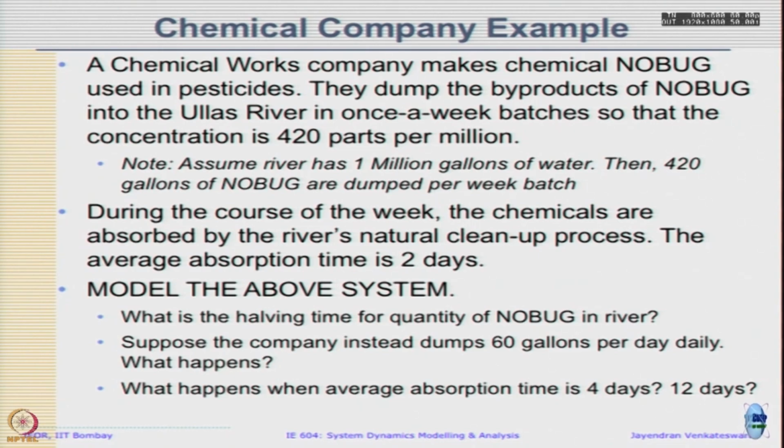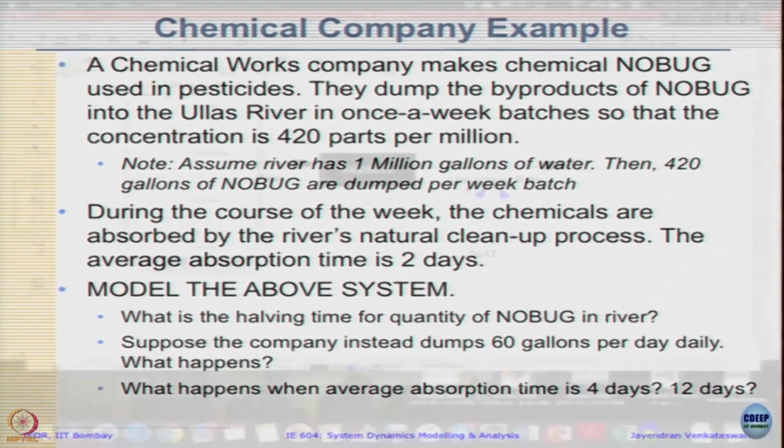Instead of dumping 420 every 7 days, what if we do 60 every day? Do we expect the same behavior or different behavior? The quantity is the same, they got permission from the government to dump 420 gallons a week. What difference does it make if I do it every day or once a week? Let us see what happens.